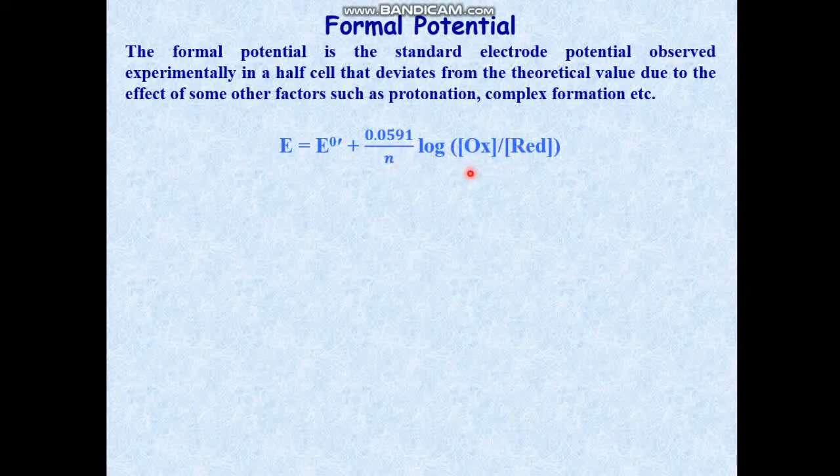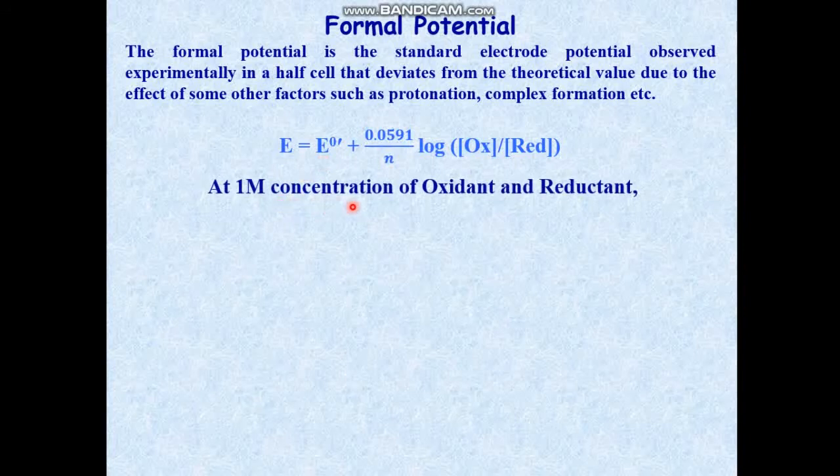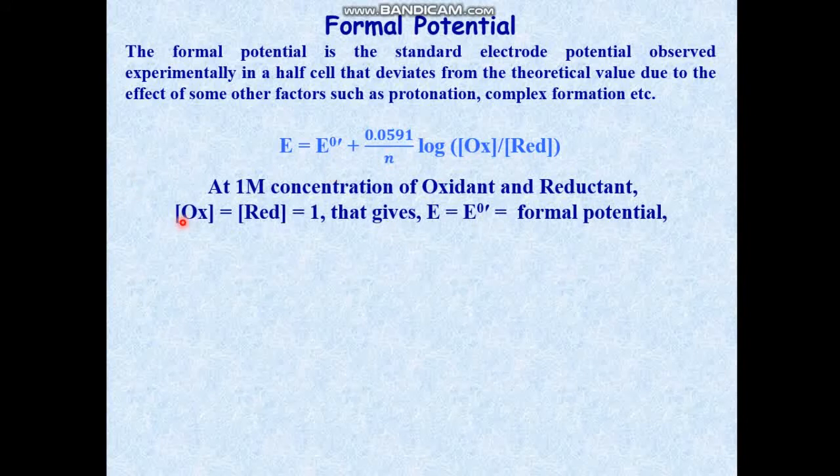If this is the Nernst equation, how would you obtain the experimental value? Simply at 1 molar concentration of the oxidant and the reductant. So this is log 1 by 1, which overall is 0. At that moment E becomes E0, isn't it? So when the concentrations of the oxidant and the reductant are equal, that is, 1 molar, the electrode potential obtained from the potentiometer by connecting the half cells is equal to the formal potential, and this value deviates from the original theoretical value.